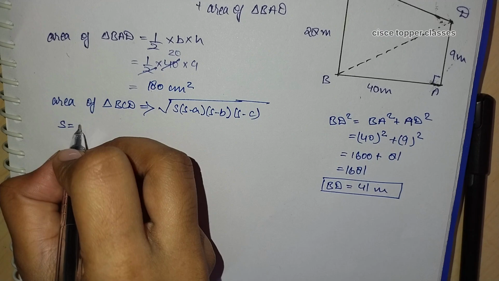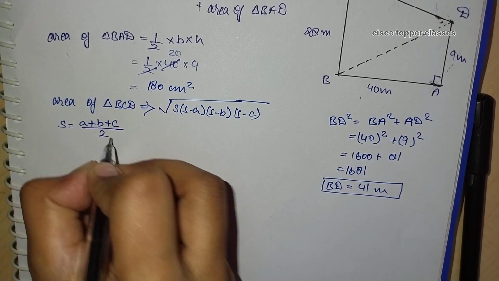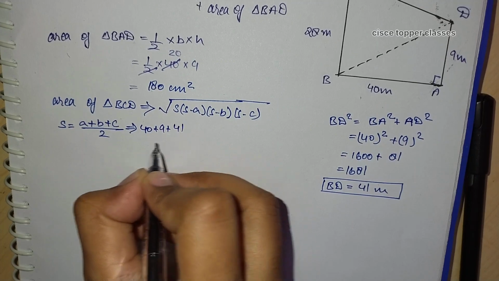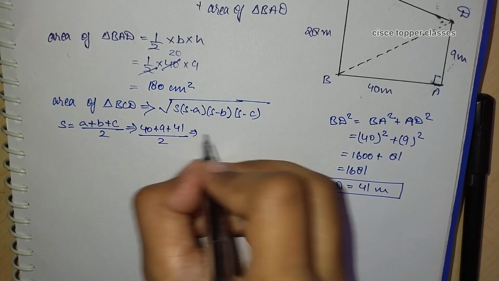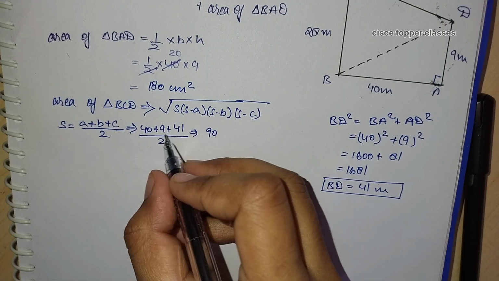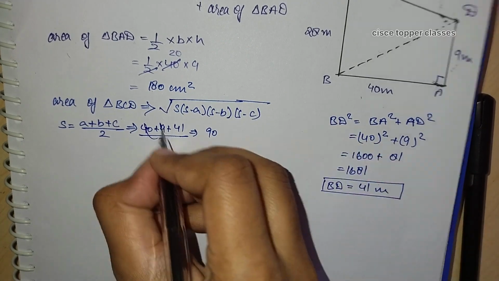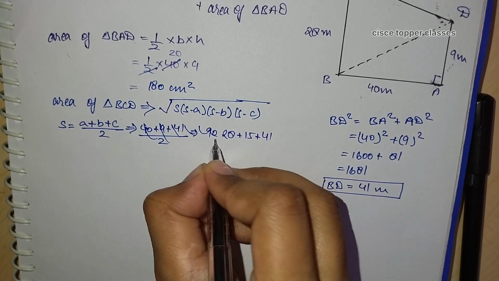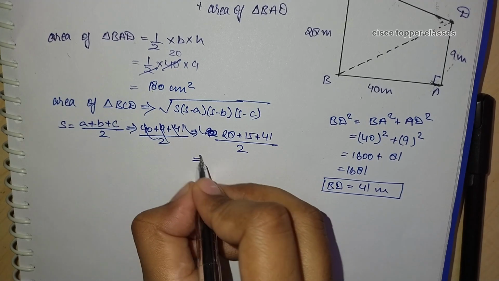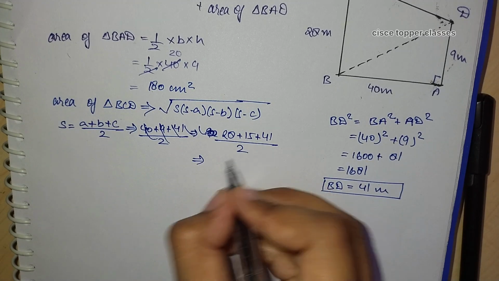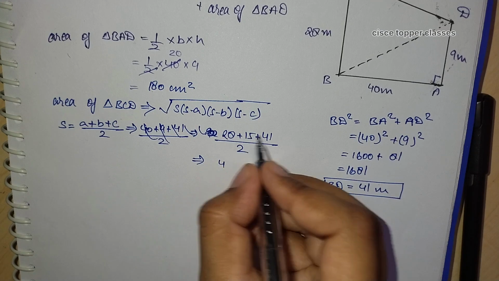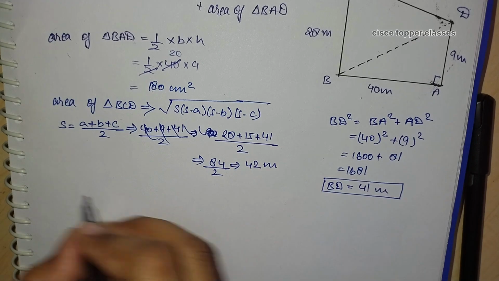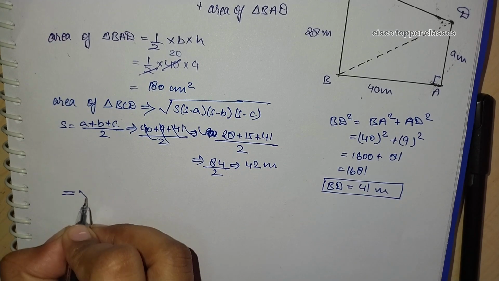I'll put the value in this. So firstly semi-perimeter will be a plus b plus c divided by 2. So this will be 40 plus 9 plus 41 divided by 2. Sorry, this is not 40, we have written wrongly. It is 28 plus 15 plus 41 divided by 2. Here we can write the sum as 84 divided by 2, means 42 meter is the semi-perimeter.